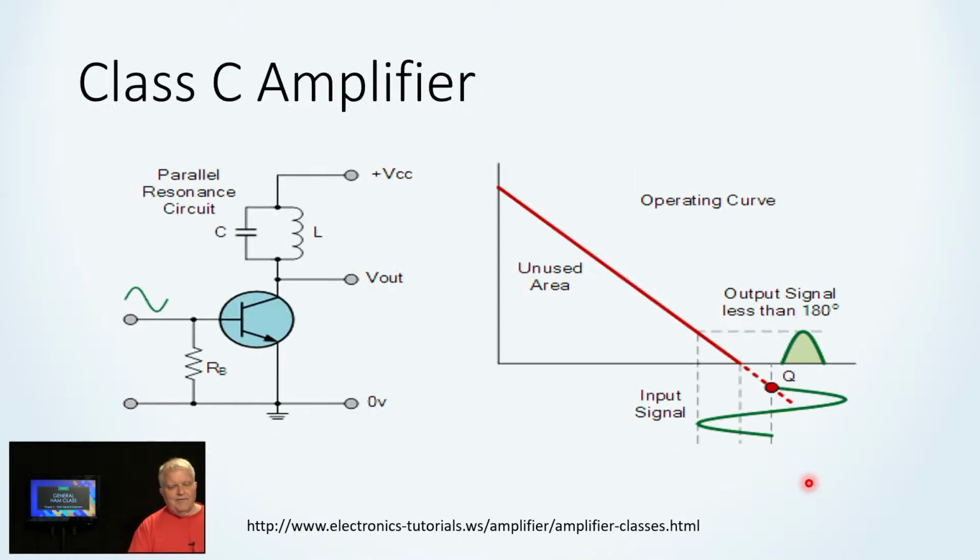The last class is Class C, which could be used for FM or Morse code amplification. It just amplifies a tip of the signal and uses a resonant circuit in the output to make up the rest of the waveform. It's a flywheel effect.